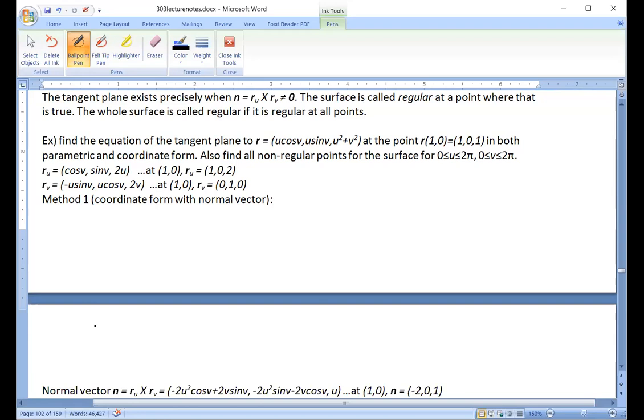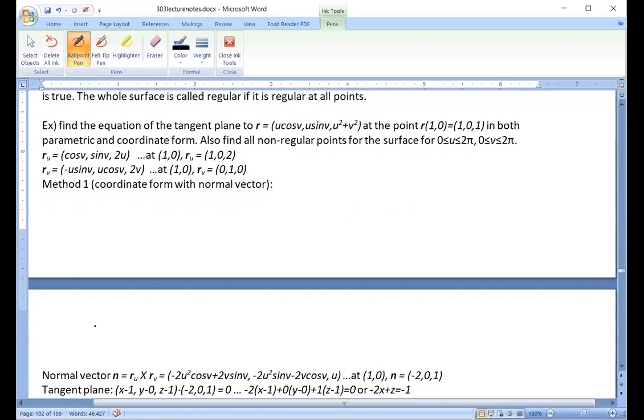comma, negative 2u squared sine v minus 2v cos v, comma, u. Okay. Now we're interested in the normal vector at this specific point, uv equals 1, 0. So plug that in, and we get the normal vector is negative 2, 0, 1. So we've got a normal vector, and we've got a fixed point. So from that, we know how to write down the equation of a plane.